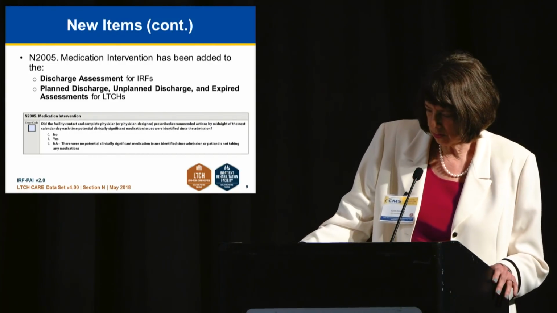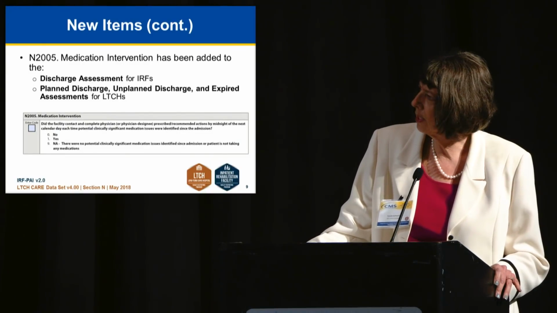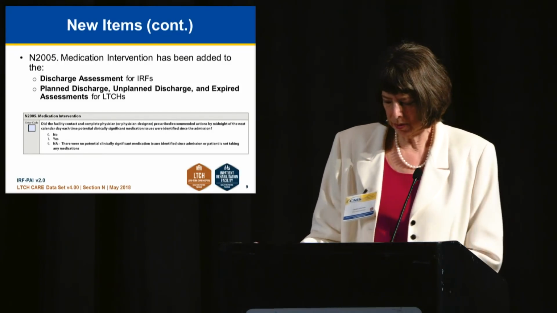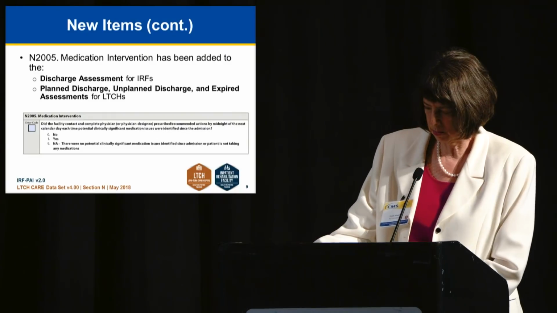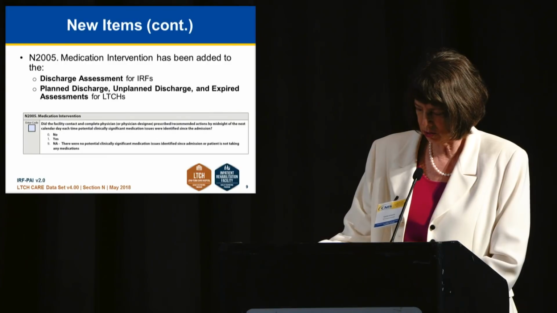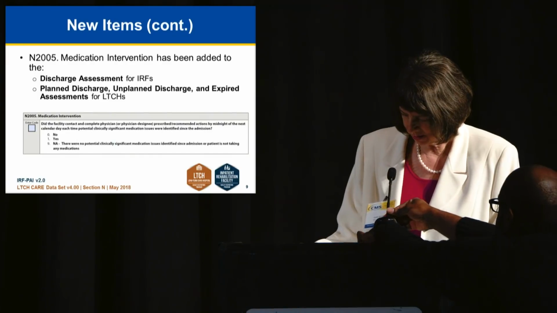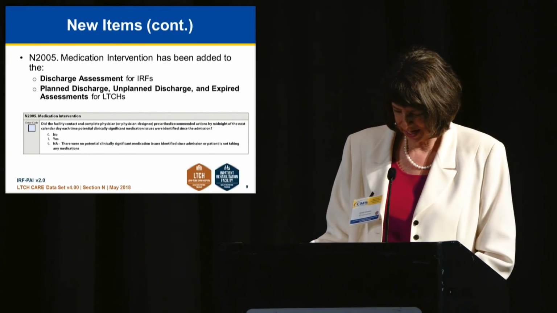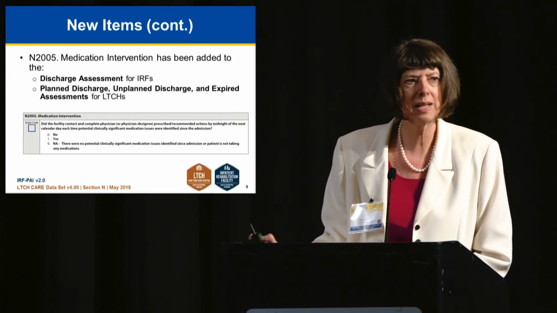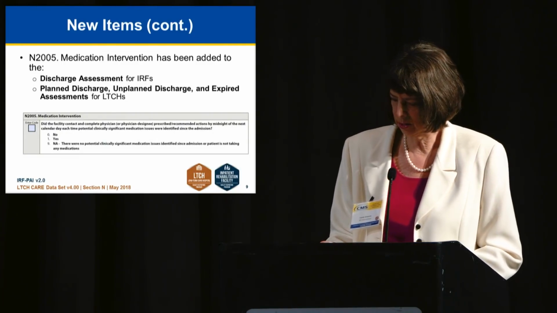For the discharge assessment, you will find that the DRR has a single item, N2005, and the data element is to document whether PAC providers conducted a drug regimen review upon patient admission and whether clinically significant medication issues were identified and addressed in a timely manner throughout the patient's stay. This discharge item includes the entire stay, so it's admission through the discharge. And this is what it'll look like on your instrument.